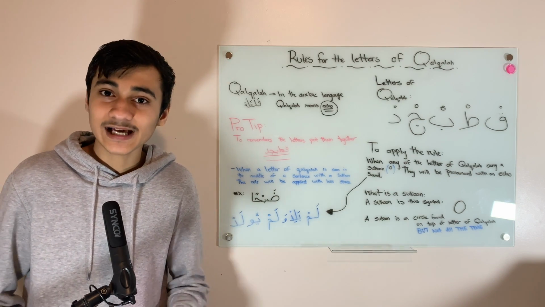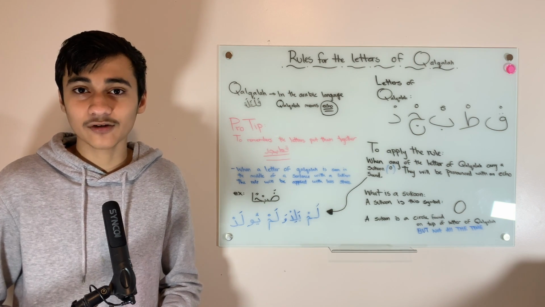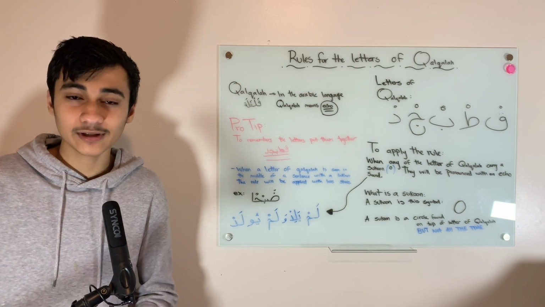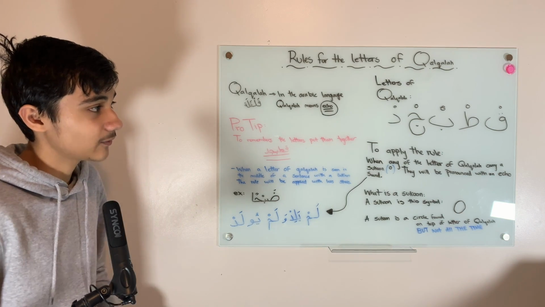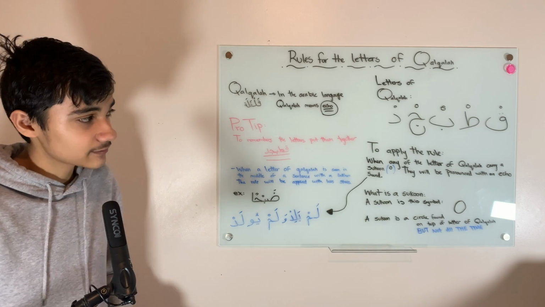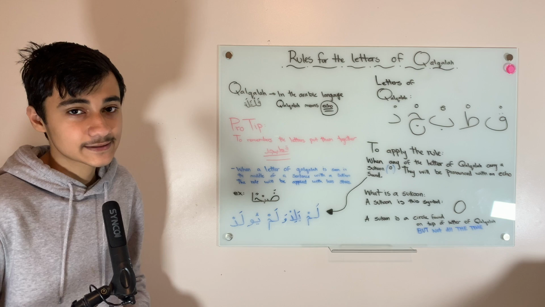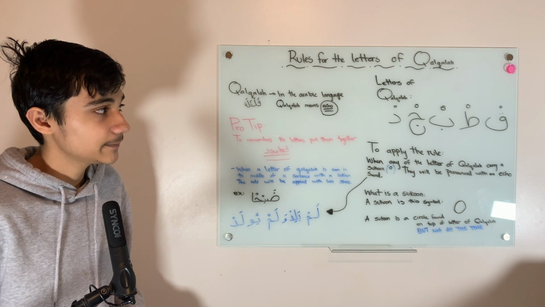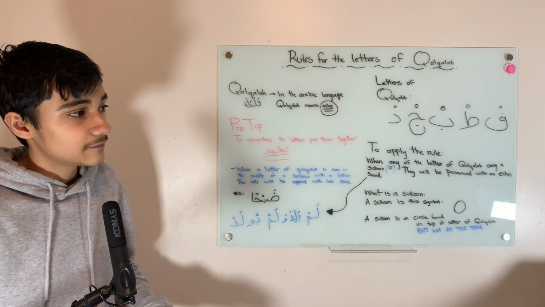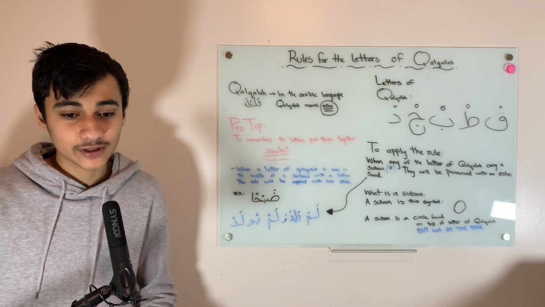So the letters of Qalqalah are pretty simple. We learned them in the last few lessons. If you haven't seen the Arabic alphabet lessons video, you should check it out. Link in the description. So the letters of Qalqalah. The first letter of Qalqalah is Qa. Second letter is Ta. Third letter is Ba. And the fourth letter, Ja, and then the fifth one is Da.